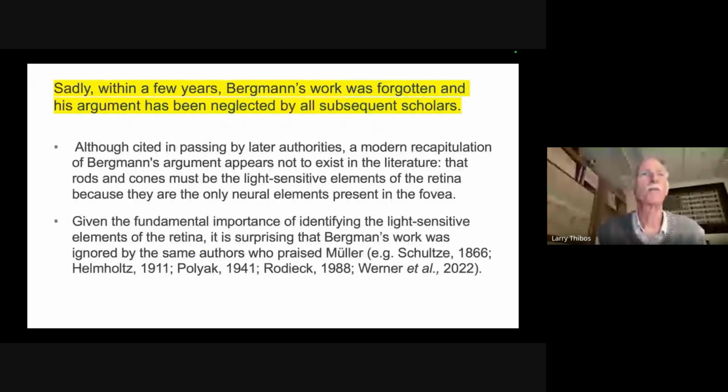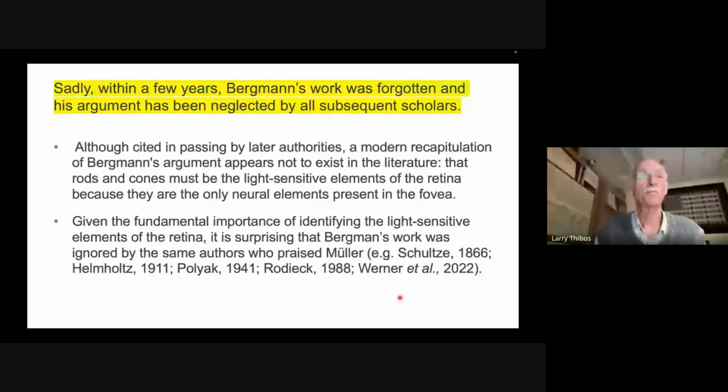Now, here's the sad part. Within a few years, Bergmann's work was completely forgotten, and his argument has been neglected by all subsequent scholars. Although cited in passing by later authorities, a modern recapitulation of Bergmann's argument does not appear to exist in the literature. I've looked, I cannot find it. That argument is that the rods and cones must be the light-sensitive elements of the retina because they are the only neural elements present in the fovea.